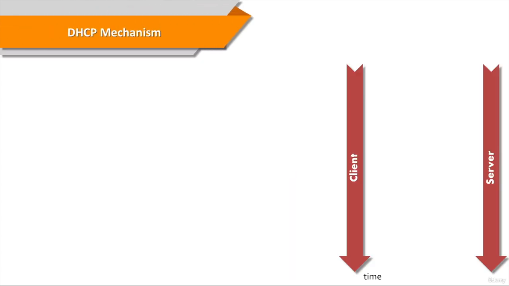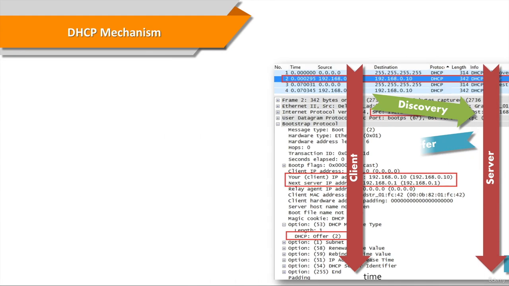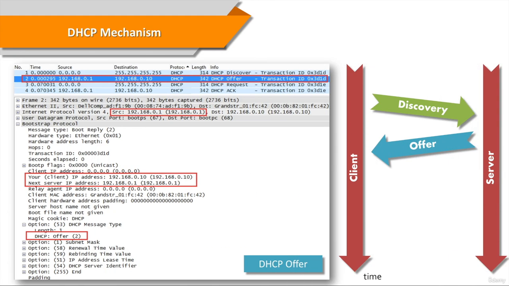So let's have a look to see how a DHCP mechanism works in detail. Once a device is turned on and connected to a network that has a DHCP server, it will send a request to the server called a DHCP discover request. After the discover packet reaches the DHCP server, the server attempts to hold on to an IP address that the device can use and then offers the client the address with a DHCP offer packet.